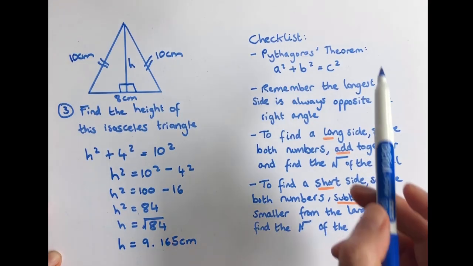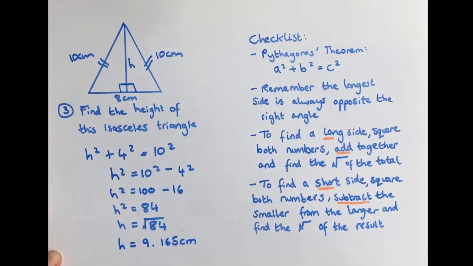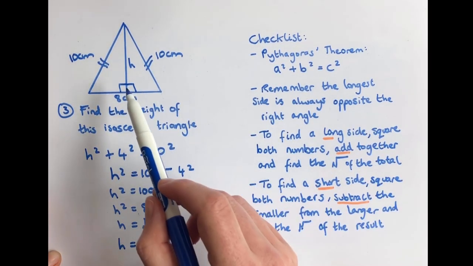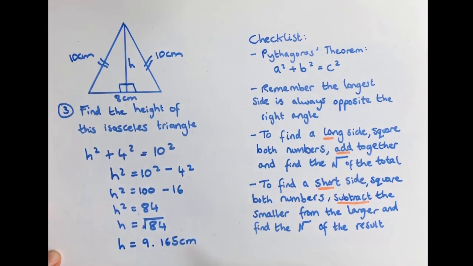Hopefully this has explained how to use Pythagoras' theorem for right-angled triangles, and occasionally if you get asked the height of an isosceles triangle. Don't forget, the longest side is always opposite the 90-degree right angle. To find a long side, you're going to add together the squares, and if you're going to find the short side, you're going to subtract the squares, then find the square root.